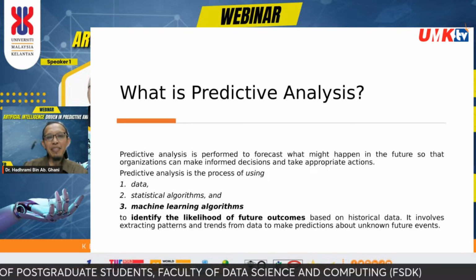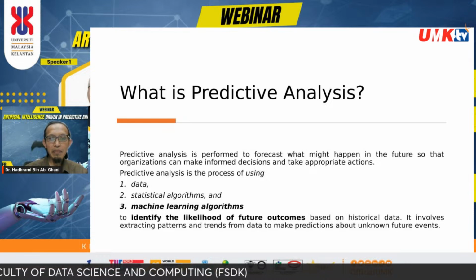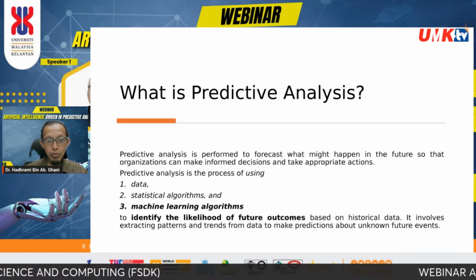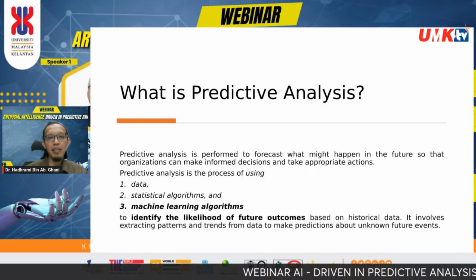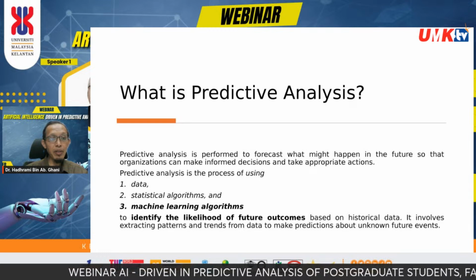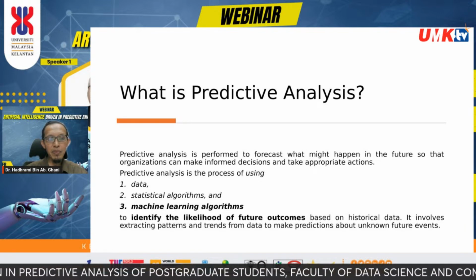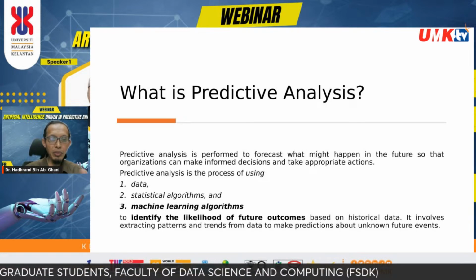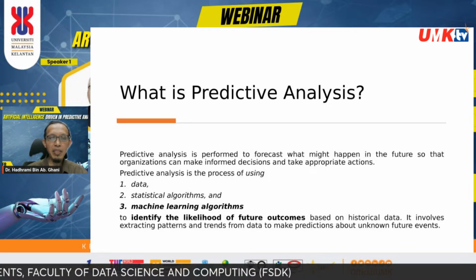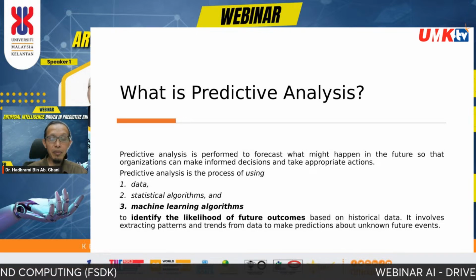So predictive analysis, by now we understand, technically when we speak about predictive analysis, we mean that we want to forecast something that happens in the future, okay? And that future can be a near future or a quite long future. So basically, if we have some sort of data in hand, how do we use that data to predict something? This is what had been mentioned by Cikgu Hanafi just now.